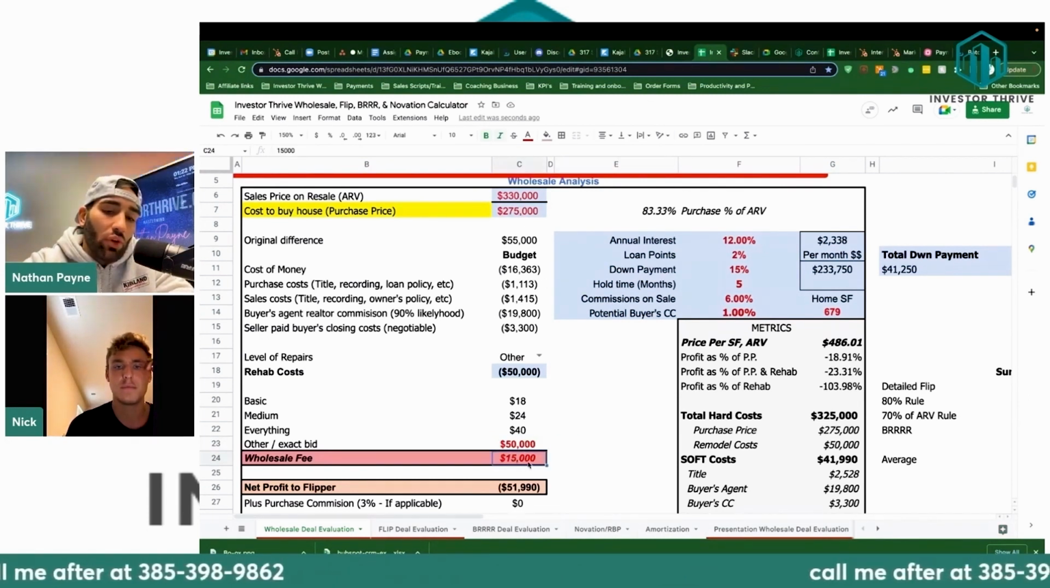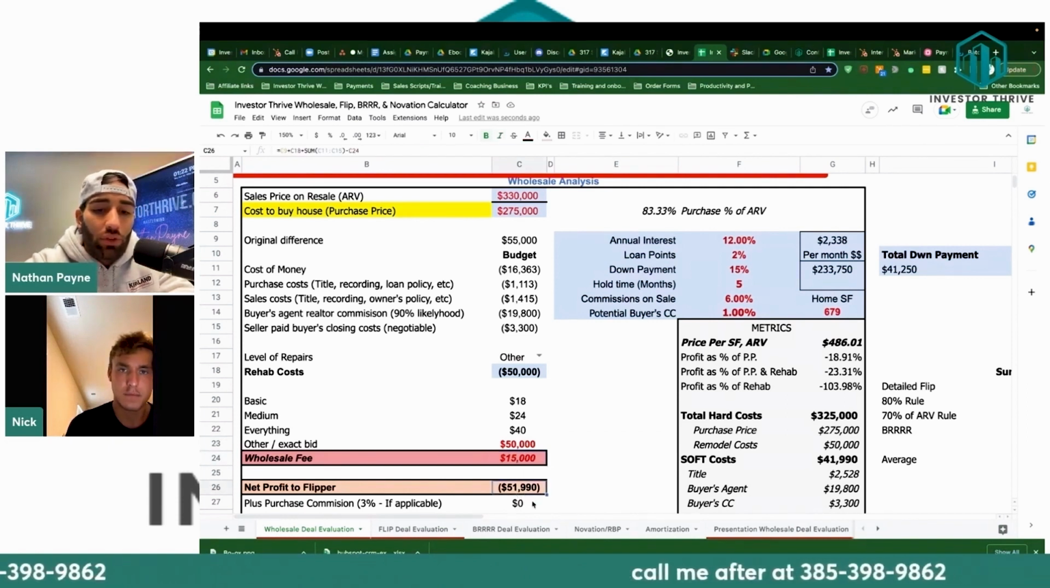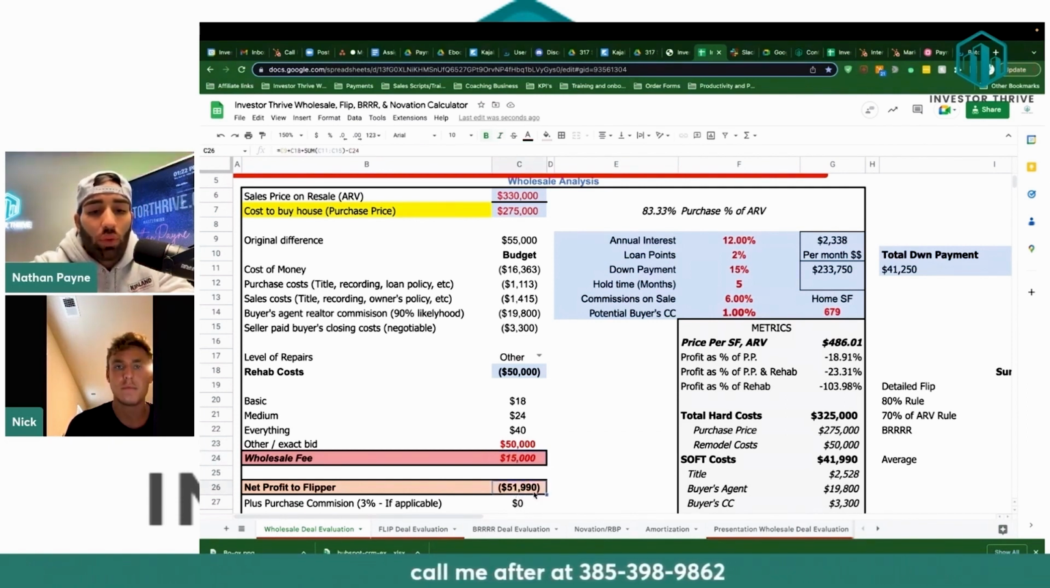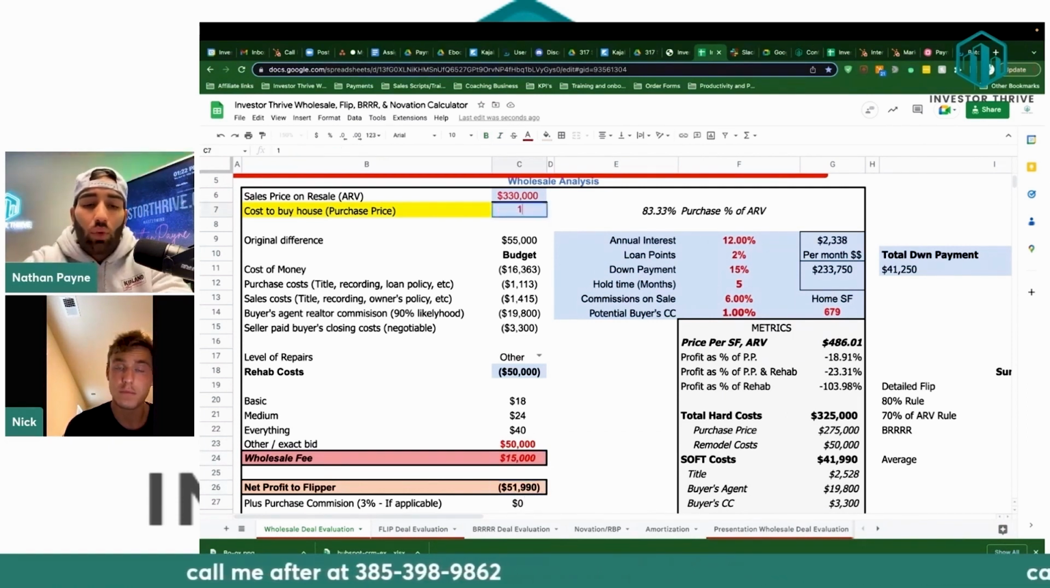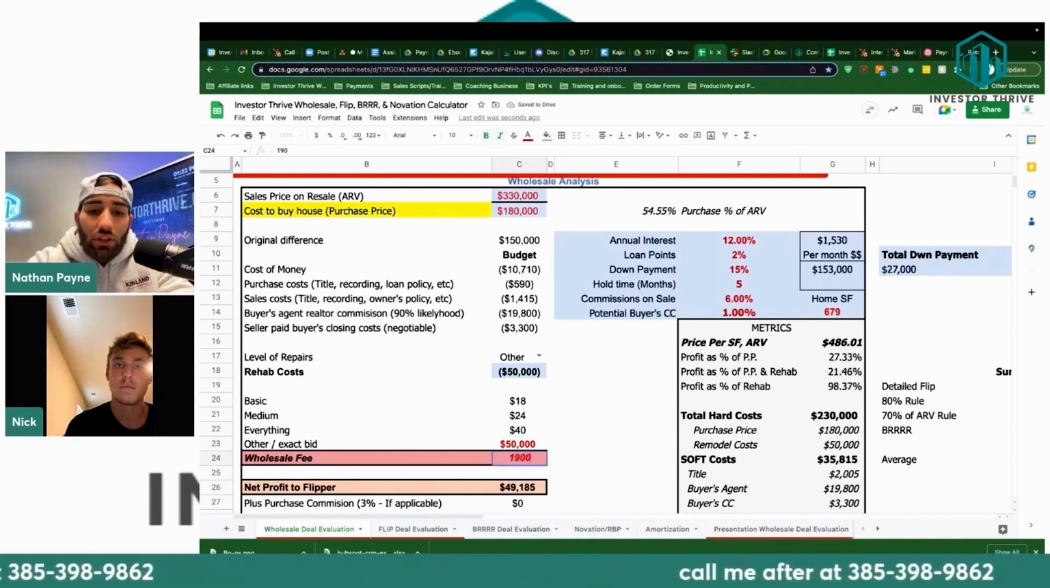And if you want to make a wholesale fee of 15K, it's not a deal. The flipper would lose $51,000. So we got it down to 180. Now it's a $19,000 wholesale fee.